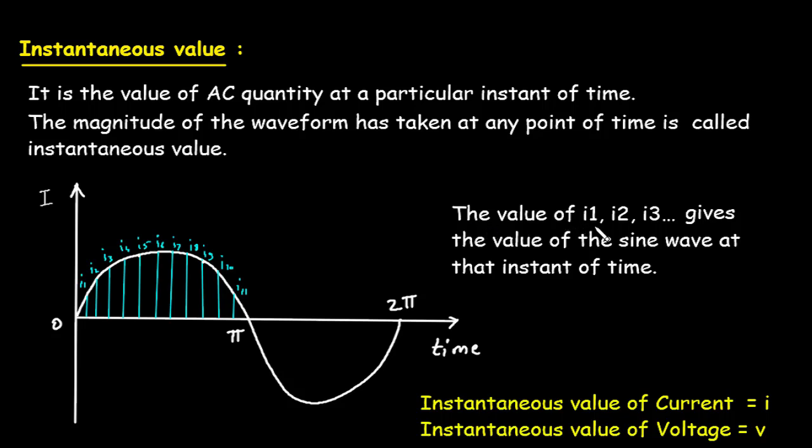The values of I1, I2, I3 and so on give the value of the sine wave at that instant of time. So it will give the value of the sine wave at that instant of time.